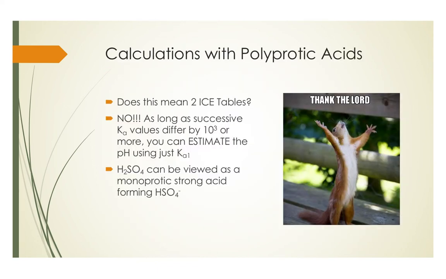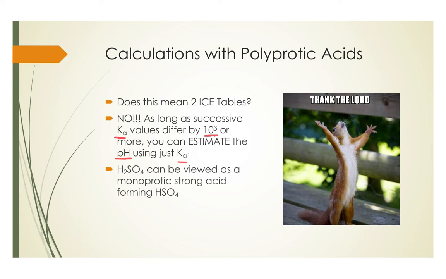So if you're doing calculations with polyprotic acids, does this mean that you have to use 2 ICE tables to figure out things like Kas or pHs? No, because as long as the successive Ka values differ by 10 to the third or more, you can just estimate the pH using Ka1, because the additional deprotonation after that is not going to change the overall concentration of hydrogen ions very much at all. It's going to be insignificant compared to the first one that comes off.